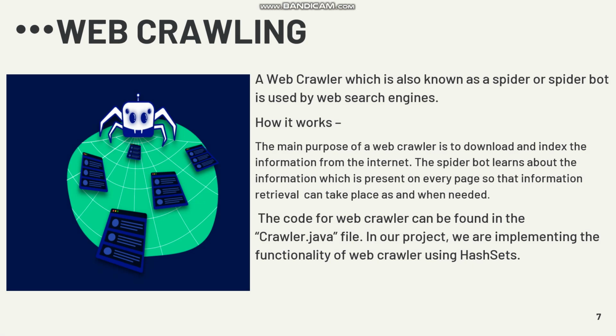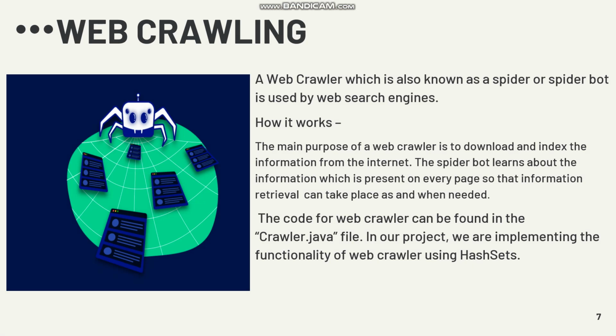Thanks, Sneha. A web crawler is also known as a spider or a spider bot, and it is used by web search engines. A web crawler bot is like someone who goes through all the books in a disorganized library and puts together a card catalog so that anyone who visits the library can quickly and easily find the information they need. Let's talk about how it works now. The main purpose of a web crawler is to download and index the information from the internet. The spider bot learns about information which is present on every page so that information retrieval can take place as and when needed. The code for the web crawler can be found in the crawler.java file.